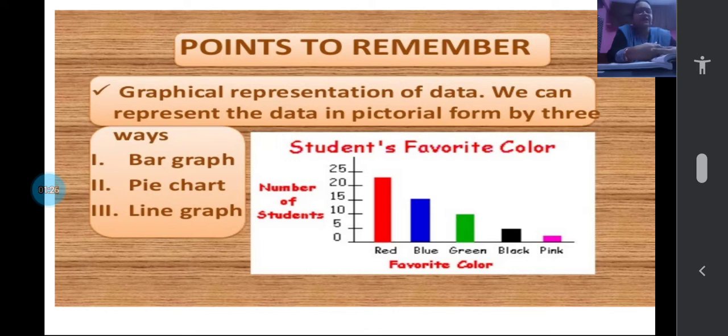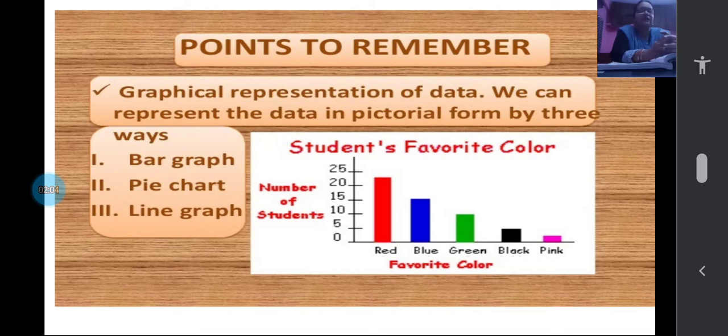We can represent the data in pictorial form in three ways. You all know about bar graphs. In your lower classes you might have learnt about bar graphs. Here there is one bar graph shown: students' favorite color, the number of students versus the favorite color. Just by looking at the graph, we can easily identify that red is the favorite color for many children. So graphs not only make things attractive, they also help us understand the concept in an easy way.